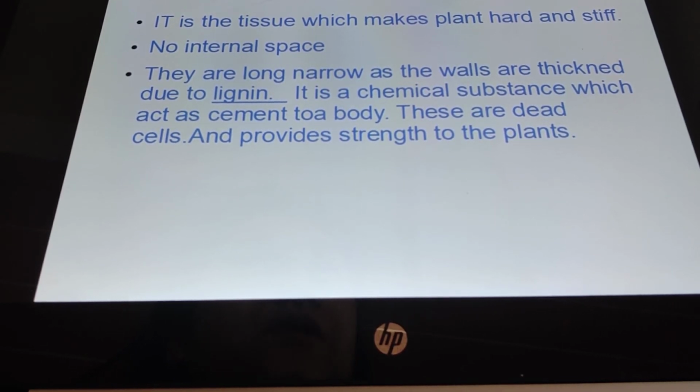Next point: parenchyma has intercellular space. Collenchyma has little intercellular space. Sclerenchyma does not have any intercellular space. Parenchyma cells are living cells. Collenchyma cells are also living cells. In sclerenchyma, dead cells are present.